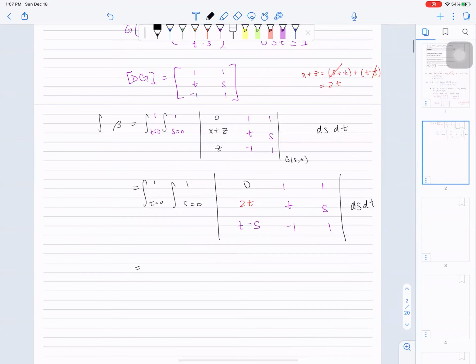Okay, so now I can do minor expansion to find the determinant of this matrix. So I'm going to minor expand using the top row. I get 0 times something, which I know is 0, minus 1 times the remaining matrix, plus 1 times the remaining matrix.